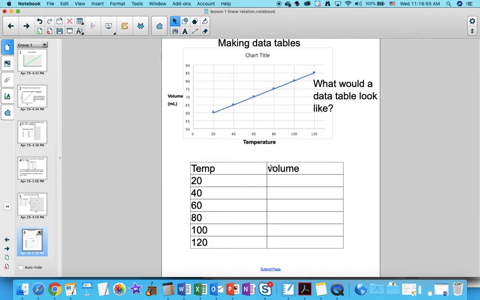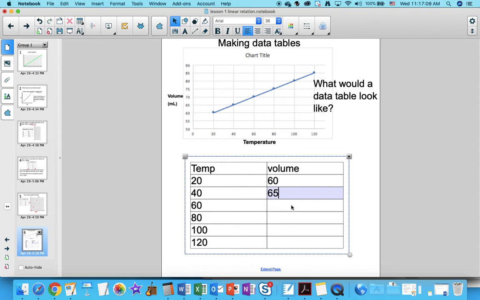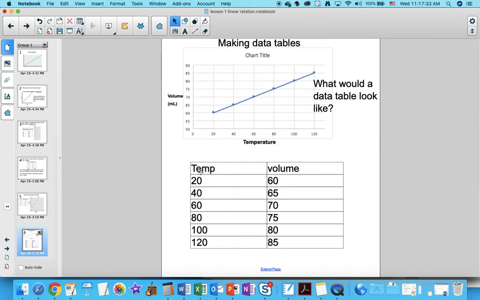Then I'm going to have the measurement of my volumes. I have information on 20: at 20 degrees, the volume's 60. So I put 60. At 40, it's at 65. At 60, it's at 70. And you can already sort of see a pattern going on, right? You can just keep going. A situation like that, where you can start seeing the pattern right then and there, is a big hint that that's probably a linear relationship, because you can predict that pattern. So that's what the table would look like.